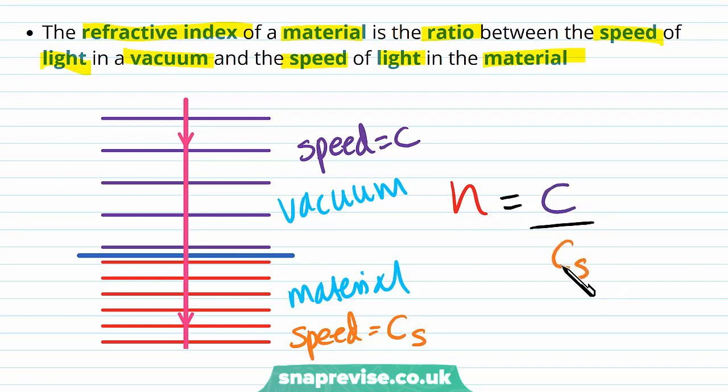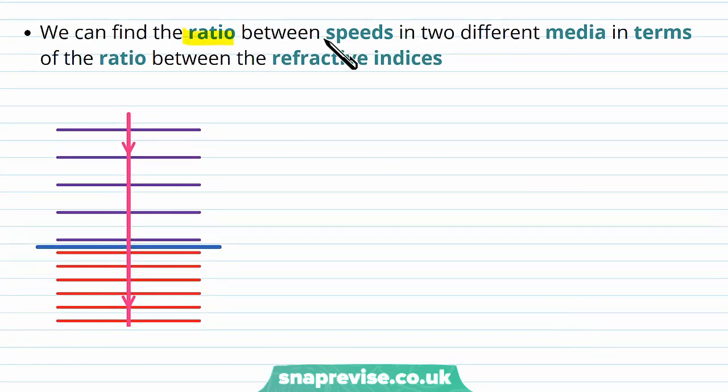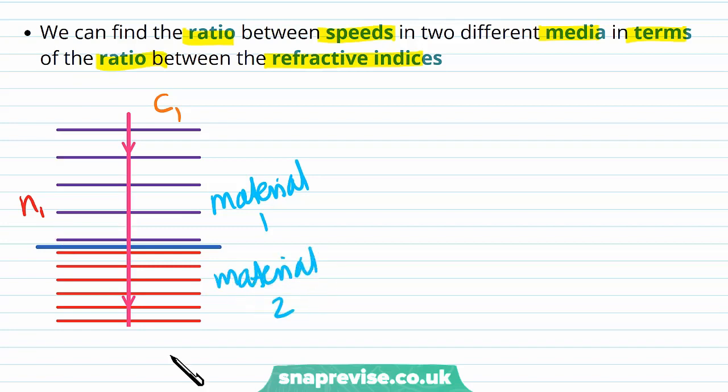We can find the ratio between speeds in two different media in terms of the ratio between the refractive indices. So we can see that the distance between the wavefronts is different, so therefore the wavelength and the wave speed have changed. So we're going to say that in material 1, we have a wave speed c1, and then material 1 also has a refractive index n1, and then the second material is material 2, and the light is moving through material 2 with a speed c2, and it also has a refractive index n2.